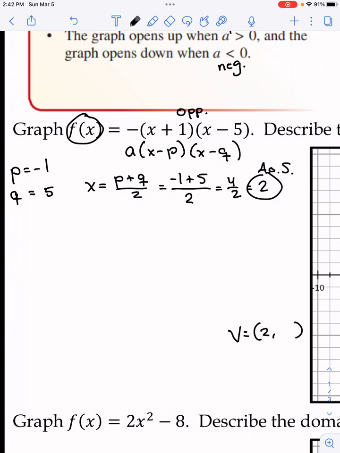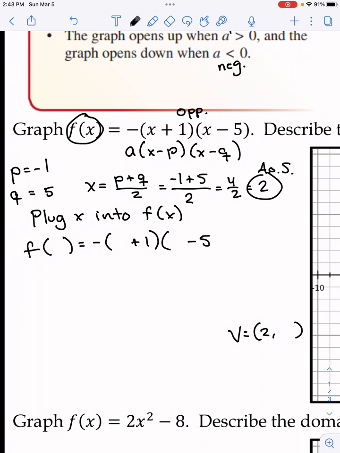To find that something else, you plug the x value into f of x. So I'm going to take that original function. Instead of putting f of x, we're going to put f of 2. But actually, I'm going to write the entire function, but skip the x. So the first parentheses was x plus 1. I'm going to put blank plus 1. The second, x minus 5. I'll put blank minus 5.